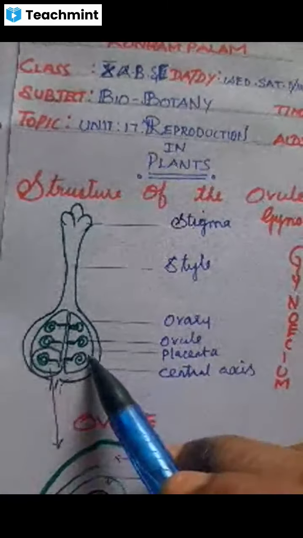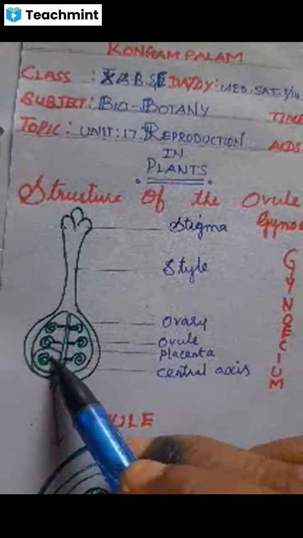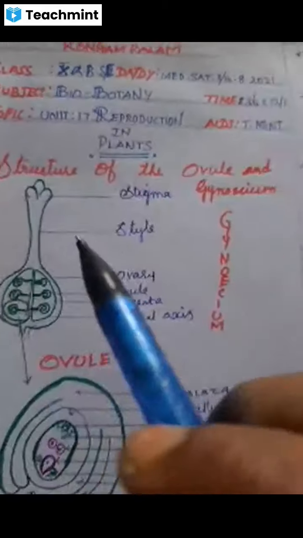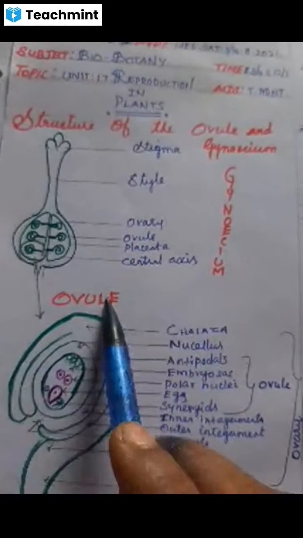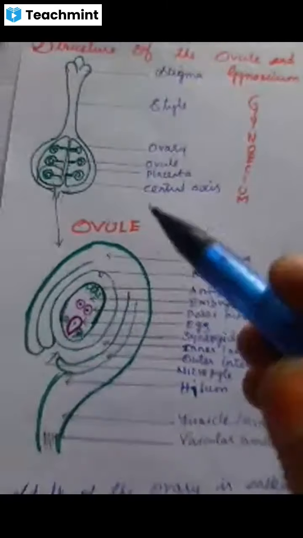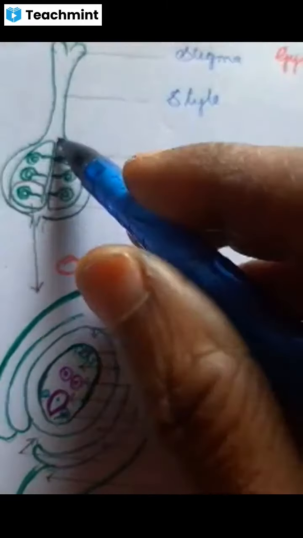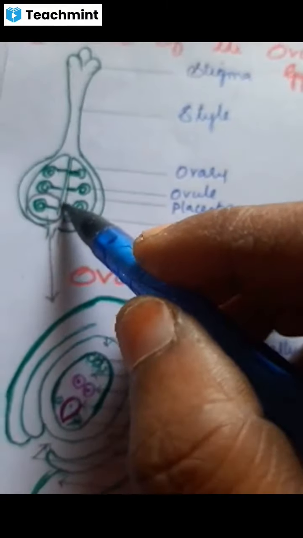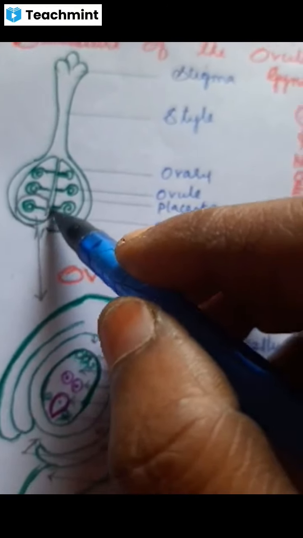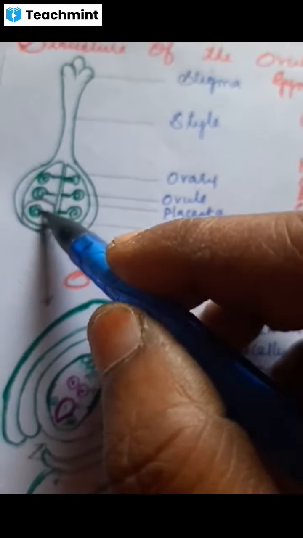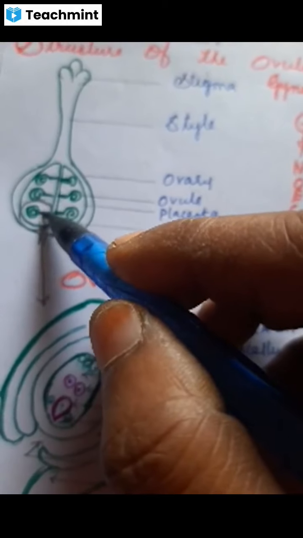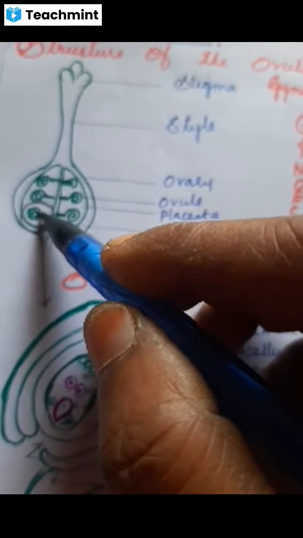What is inside the ovary? Ovule. When I zoom into this ovary, it gives the structure of the ovule. Structure of the ovule. See here, this is the main axis, which supplies nourishment to the placenta. This is called the placenta. This placenta is followed by a stalk.